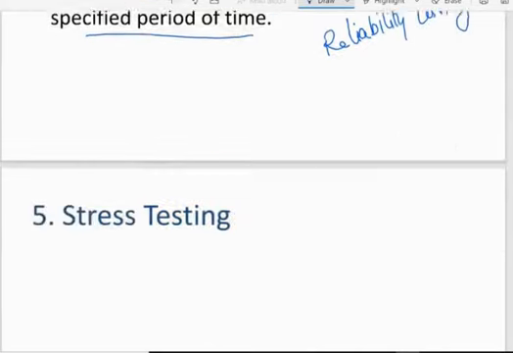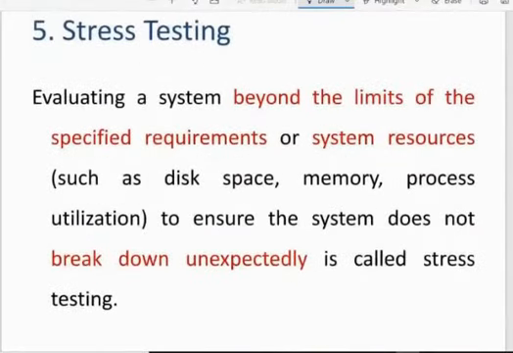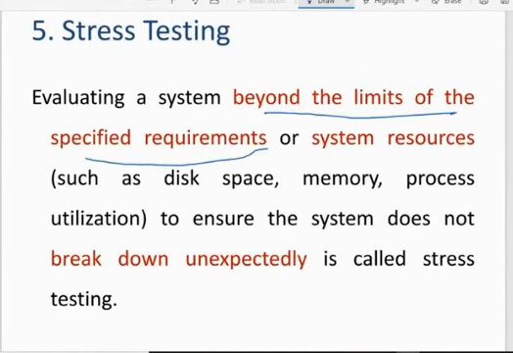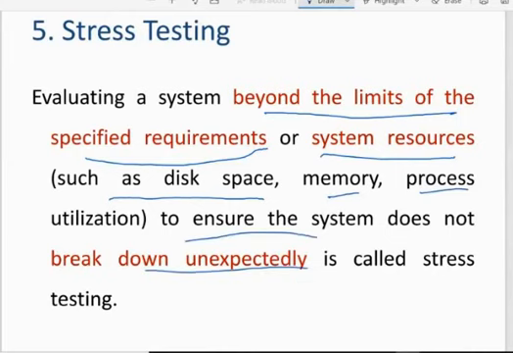Next is your stress testing. So what we do is that we evaluate a system beyond the limits of the specified requirements or the system resources, such as disk space, your disk size and your memory, your process utilization, in order to ensure that the system does not break down unexpectedly. That is something which is called your stress testing.